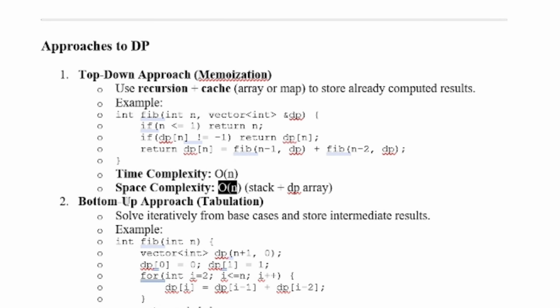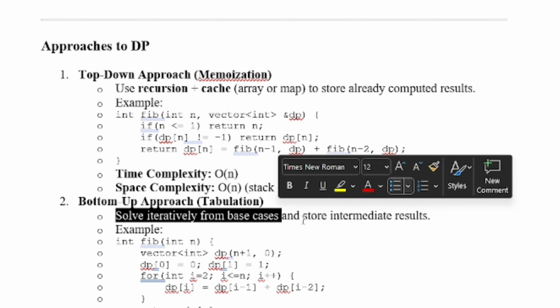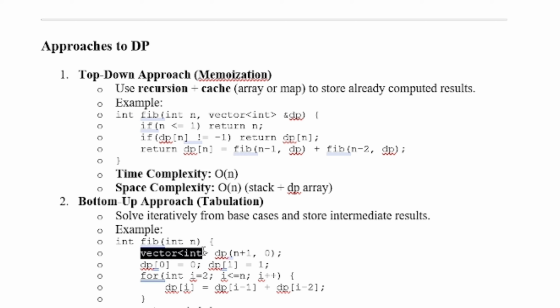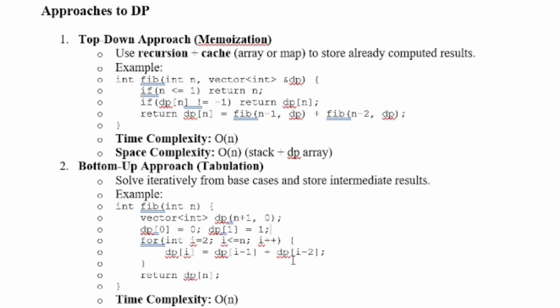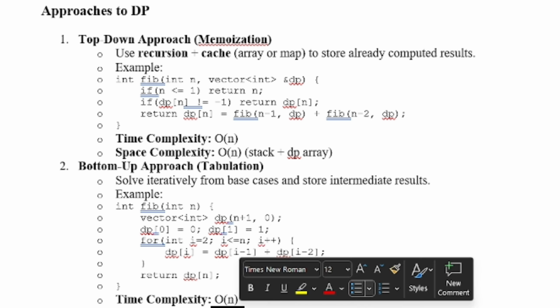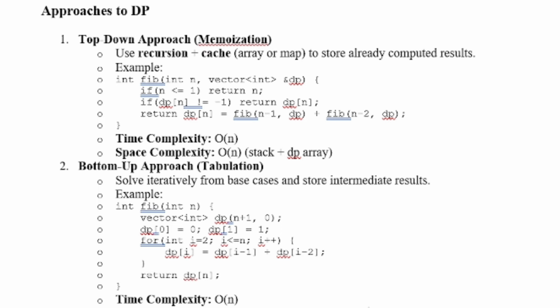So now come to the second one, the bottom-up approach. It solves iteratively from the base case and stores intermediate results. Example: the Fibonacci series. First we initialize our vector dp with size n plus 1 and initialize it with 0 values. This is the code for the Fibonacci series. You can see the time complexity here is big O n and the space complexity is also big O n, but it can be optimized to big O 1 also.